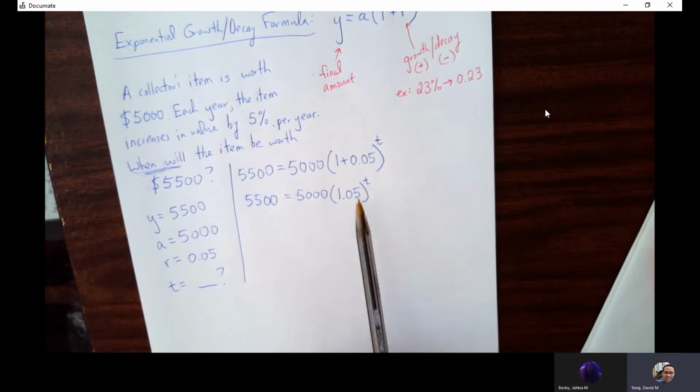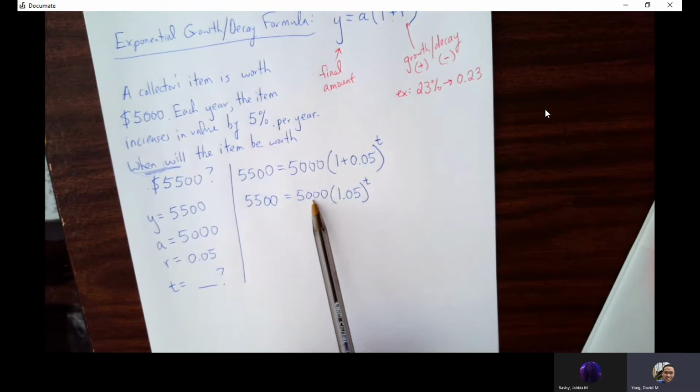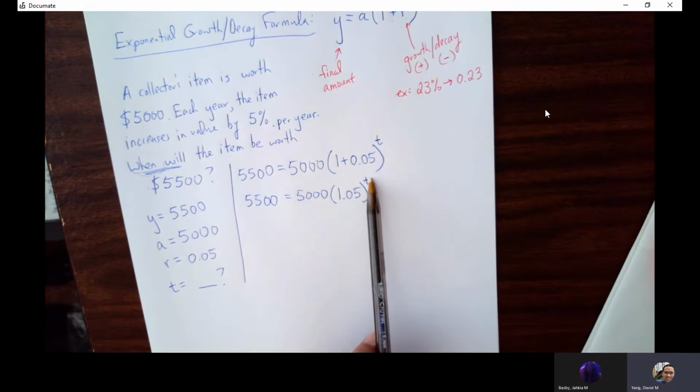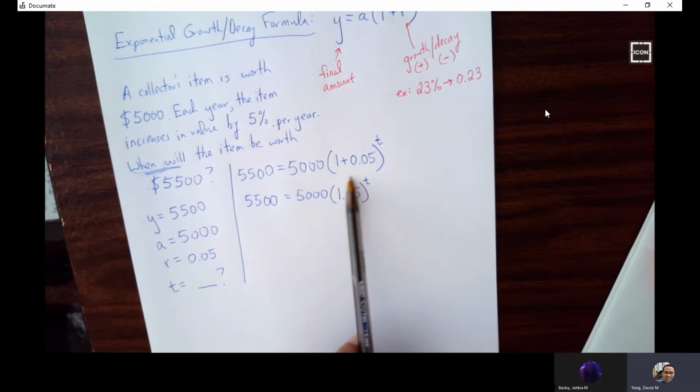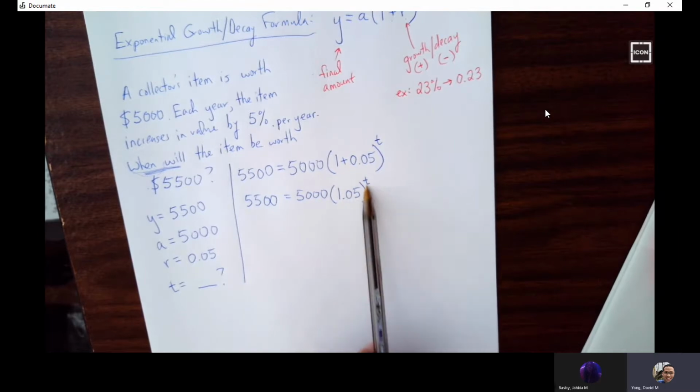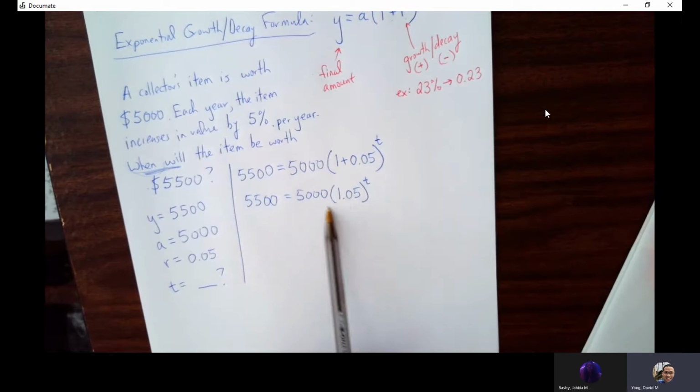All right, we want to solve for t, but that t is stuck to the 1.05. Normally you might want to multiply these together, but the order of operations tells us the exponent takes precedence. That means we can't multiply until this is completed, and it's not going to resolve itself because that t is not going to go away. So this 5,000 and 1.05 cannot combine together.